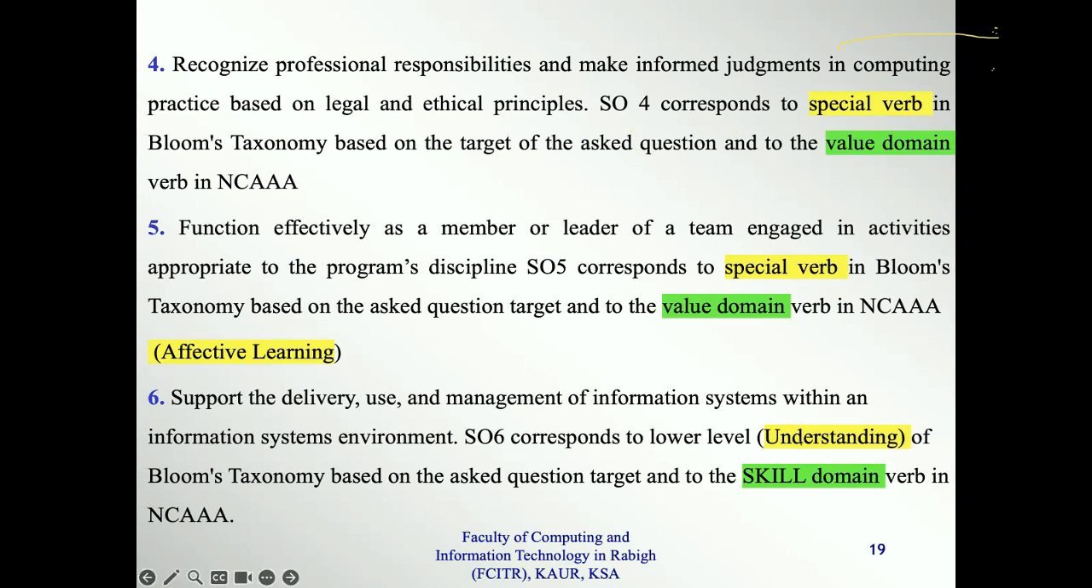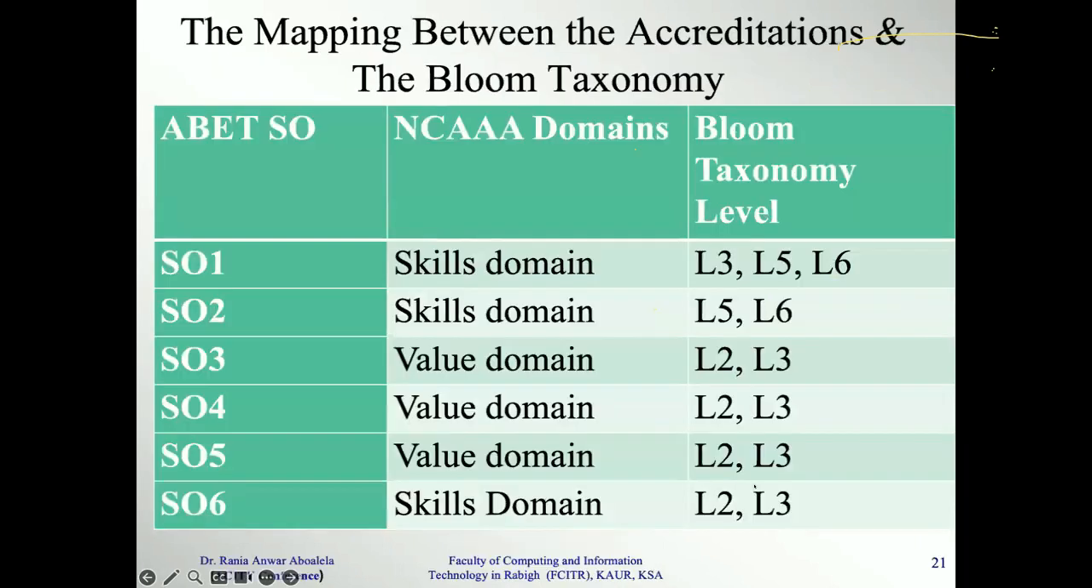It's the understanding level of Bloom taxonomy and the skills domain in NCAAA. Now here is the map. The table shows the map between the ABET student learning outcomes, NCAAA domains and Bloom taxonomy levels. Here is the summary of the mapping.